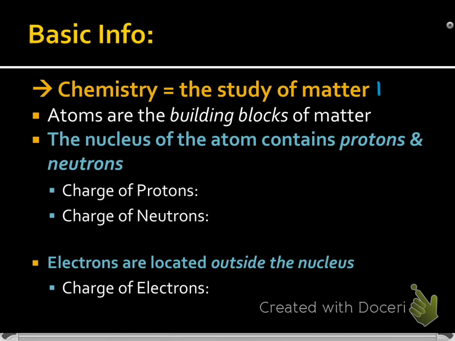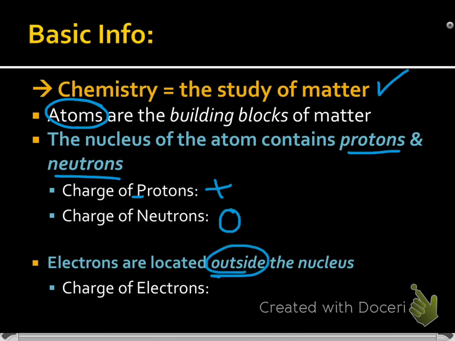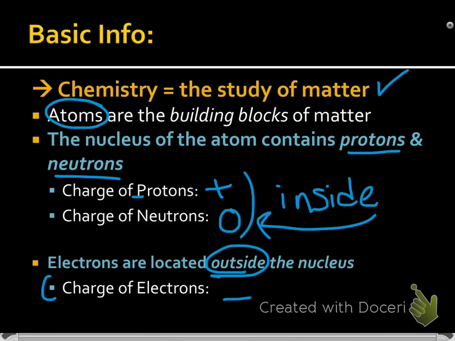Alright, so like I just said, chemistry is the study of matter. Atoms, then, are the building blocks of matter. So the nucleus of an atom contains protons and neutrons. The charge of protons, think P, positive, they're positively charged. The charge of neutrons is neutral, so it's just a 0. And then electrons are outside of the nucleus, and these are negative. So this is inside, both of those combined, and then electrons are outside.